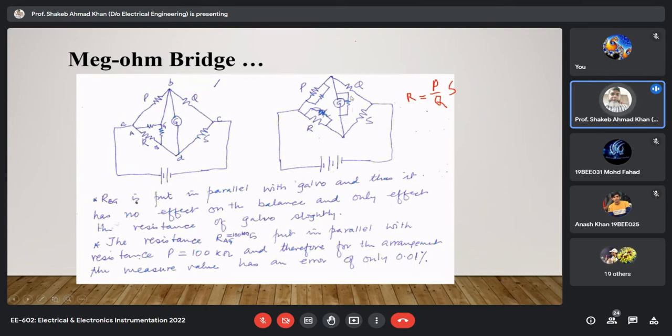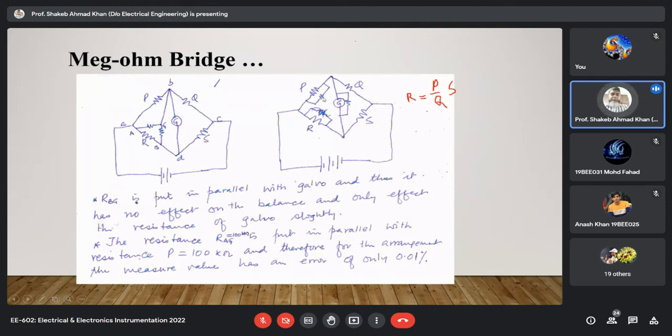Even if it is not balanced, this particular modification is not going to affect the performance of the bridge. It only affects the amount of current that will flow through the galvanometer for a particular degree of unbalance, because the overall resistance will be altered. The only problem, the effect on the bridge performance, will be because of this resistance, which is appearing across the P, and obviously this will modify the value of P.